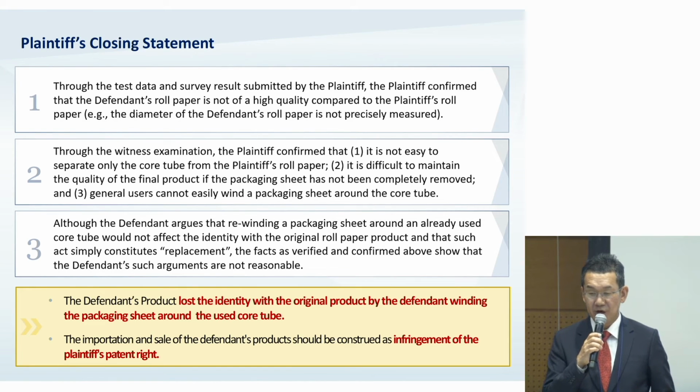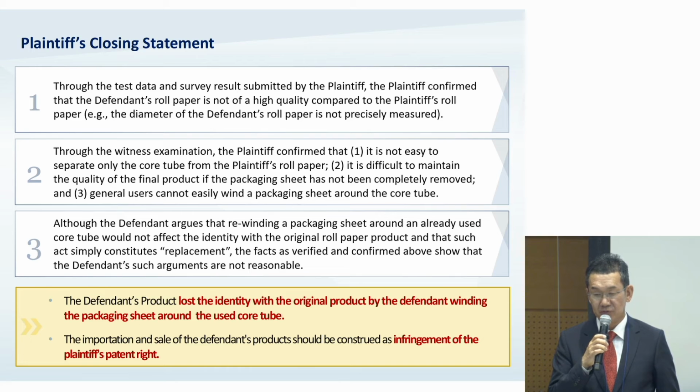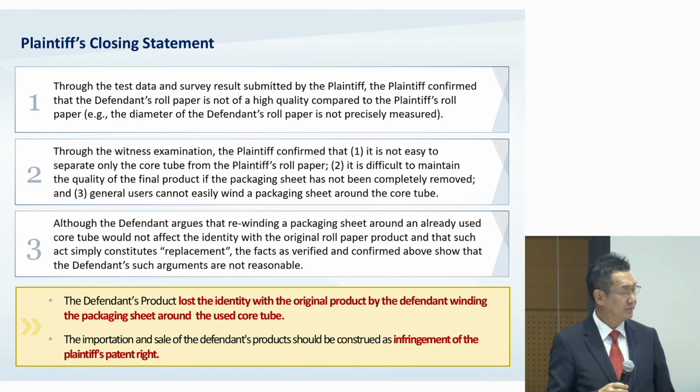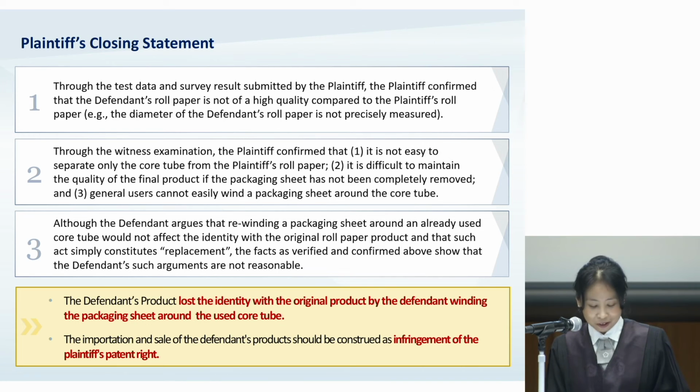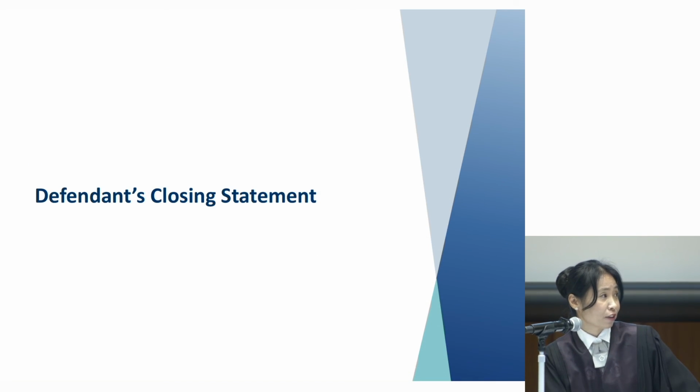Third, although the defendant argued that rewinding the packaging sheet around an already used core tube would not affect the identity with the original product, the facts as verified and confirmed, especially by the testimony of Mr. Yu, showed that the defendant's argument is not reasonable at all. Therefore, the importation and sales of the defendant's product should be construed as infringement of the patent right. Thank you. Okay, now the defendant's attorney will make a closing argument.